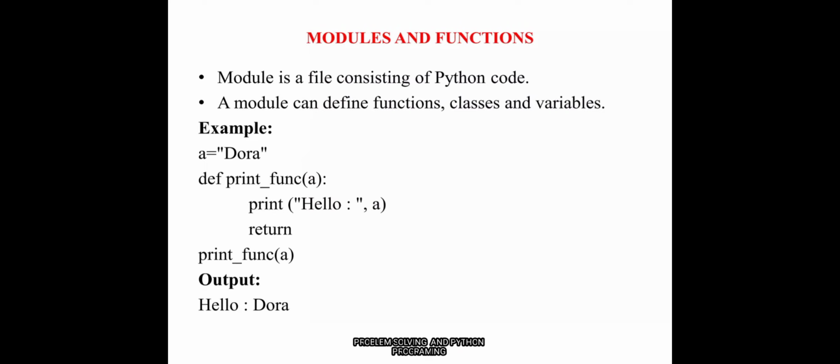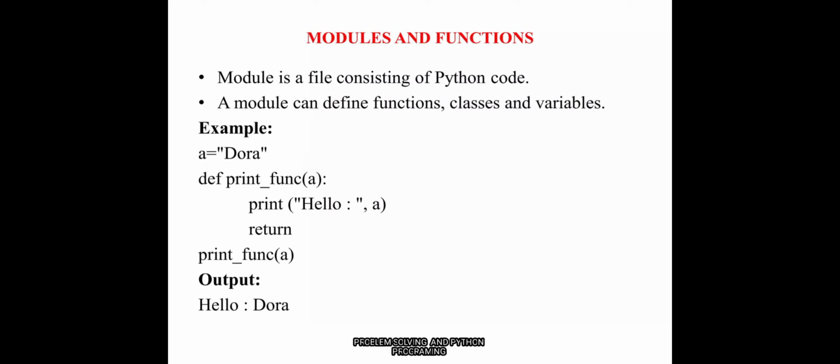Here I am declaring a variable which consists of a string. The string is nothing but a string of characters. So I'm going to define the string in terms of double quotes. Then I'm going to define the function name as print func, and I'm going to send a variable into it. Then I'm going to print hello into it as an output statement. Then I'm going to return the value. Then I have to print the function. So this is the output.